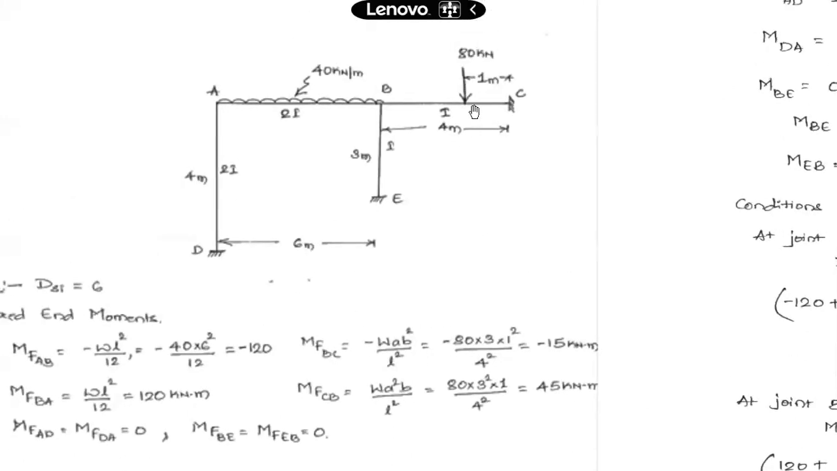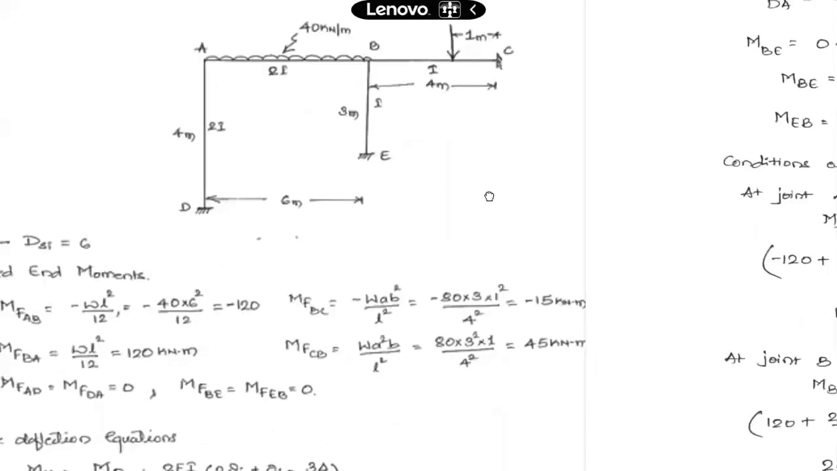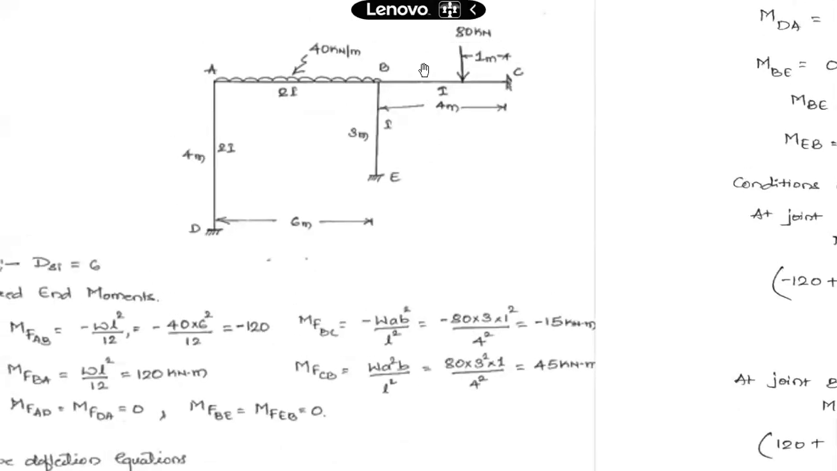This is not a load applied at the center, it is not at the midspan. It is at a distance of 3 meter from joint B and 1 meter from joint C, so A is 3 and B is 1 meter, that is what is considered here. MFBC is minus WAB square by L square, which is minus 15 kilonewton meter.